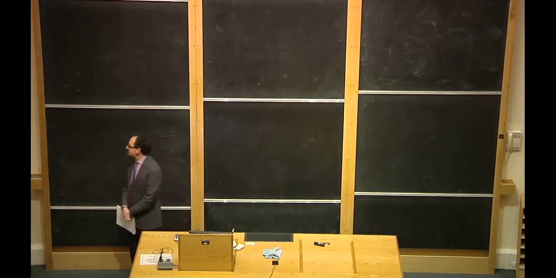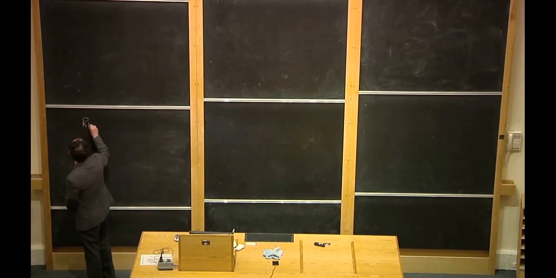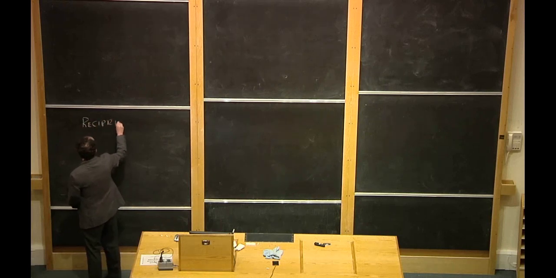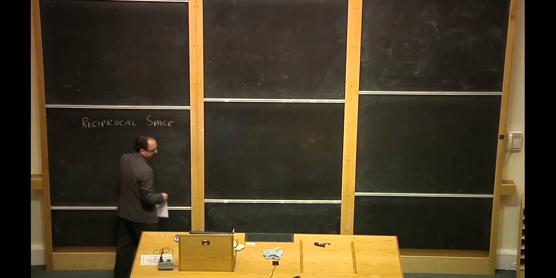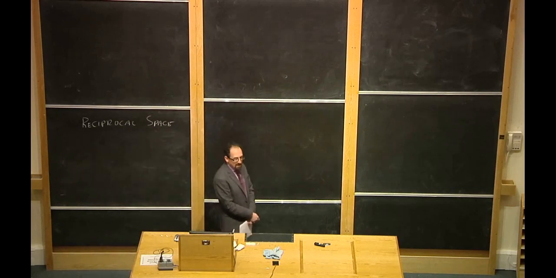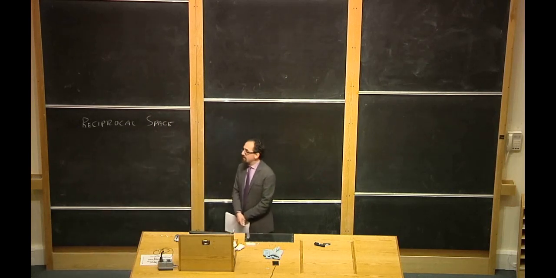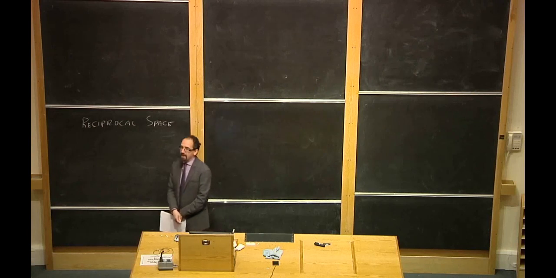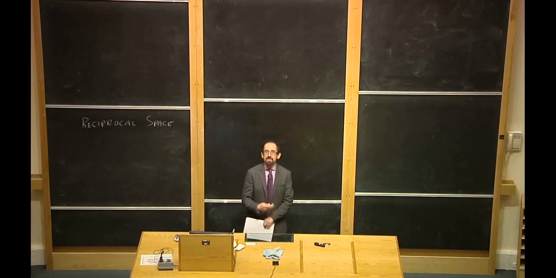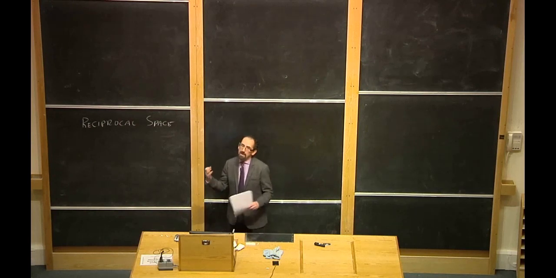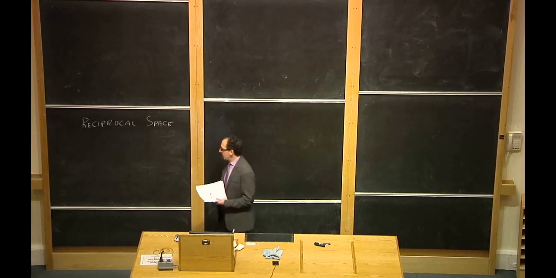Where we left off last time, we were studying reciprocal space. And we came to this understanding that the reciprocal lattice is somehow the Fourier transform of the direct lattice. The reason we want to study reciprocal space is because it's going to make our life easier when we come to studying waves. So it's a rather important thing to understand well.